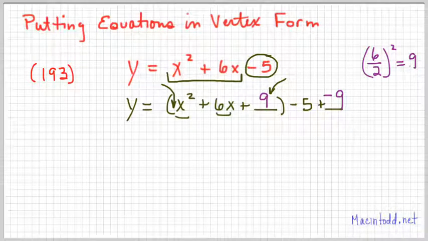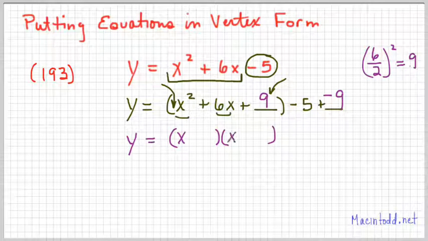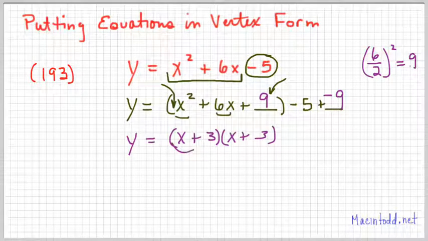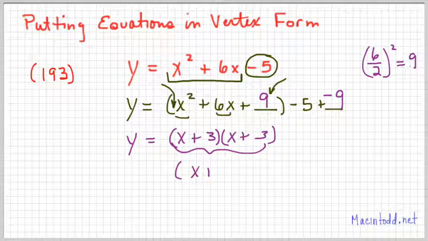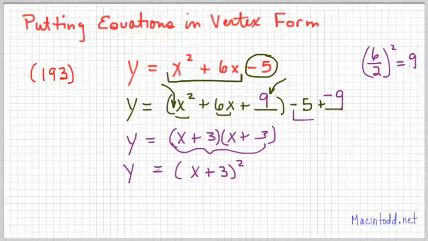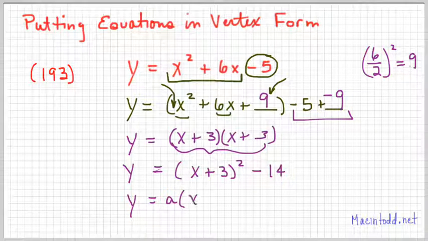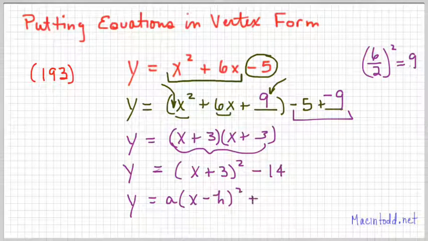9 and negative 9 add up to 0, so I haven't changed the right side of my equation in terms of its value, but I have made it so that this quadratic now factors, and it's going to be a perfect square each time. In other words, the two binomials will be identical. That's what we call completing the square. I've now rewritten it as x plus 3 times x plus 3, which is x plus 3 squared. Outside I just let the math do the math. I've got negative 14, and now I'm in vertex form. It matches up with y equals a times x minus h squared plus k.